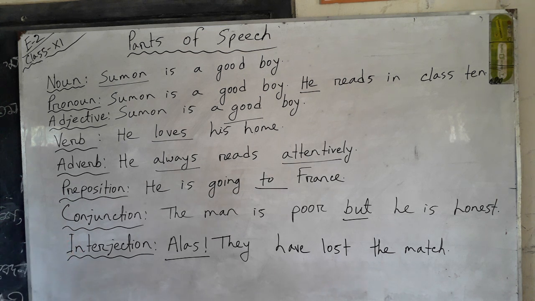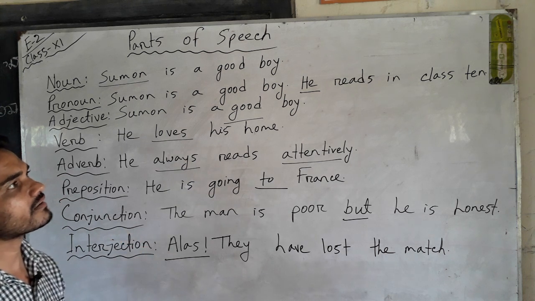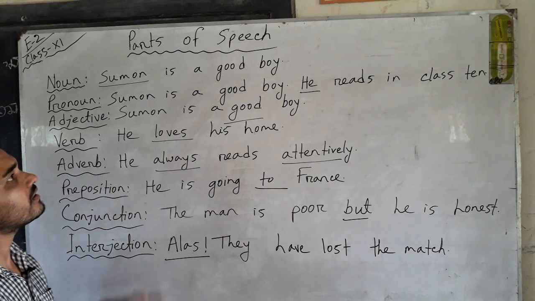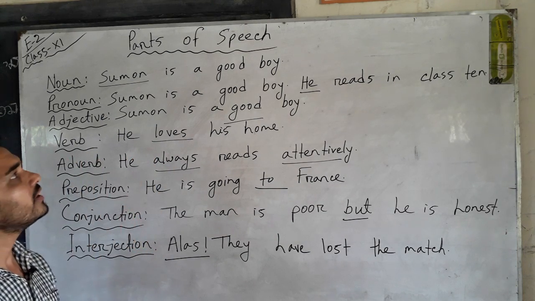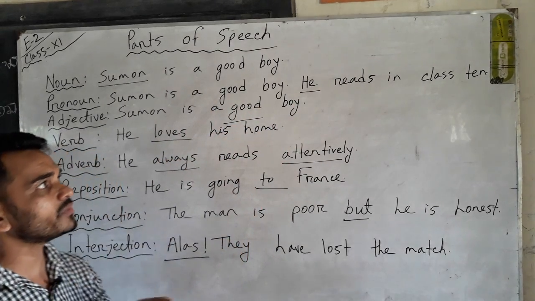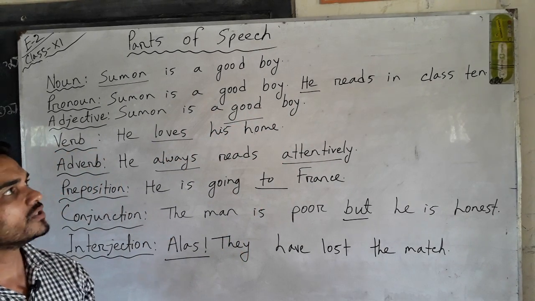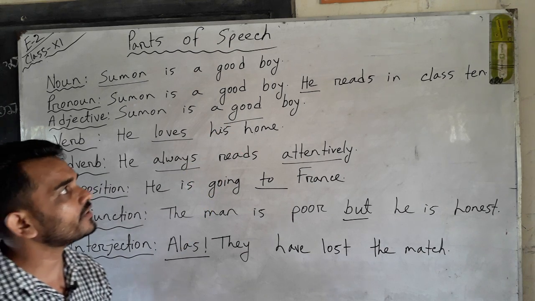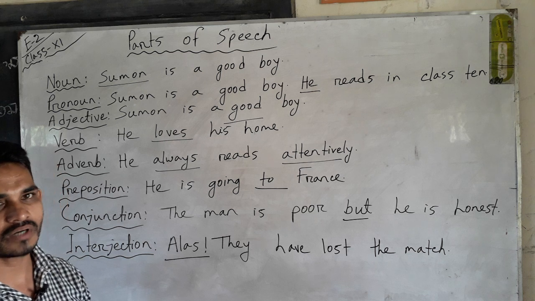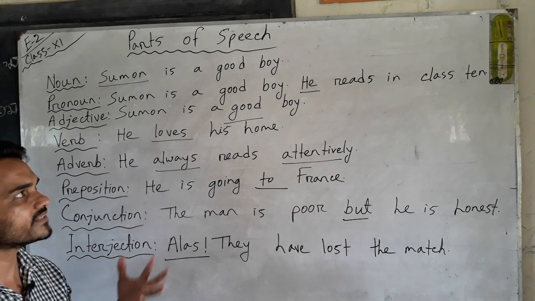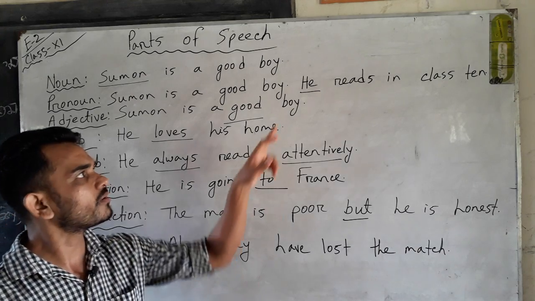Here I gave an example also. Shomon is a good boy. He reads in class 10. The two sentences here are about Shomon. In the first, Shomon is a good boy, and in the next sentence it could be Shomon reads in class 10. But in the next sentence I did not use the word Shomon. That means I did not use a noun. In place of the noun, I used a pronoun.